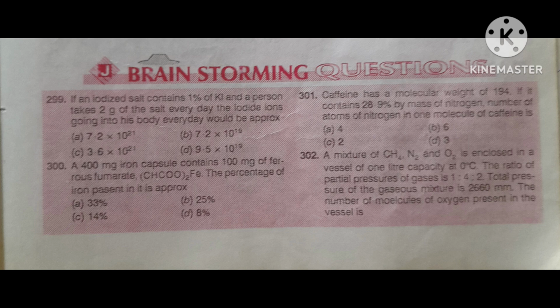Now I am giving you a hint. The partial pressure of oxygen you have to calculate. The ratio is 1:4:2. Means the total will be 7: 1 plus 4 plus 2, 7. Then out of 7, oxygen is 2. Then partial pressure will be 2 divided by 7. Correct? 2 divided by 7. Means out of 7 molecules, 2 molecules are oxygen.